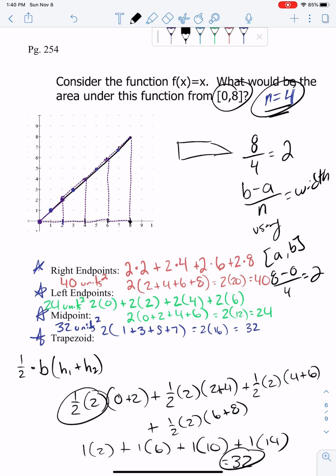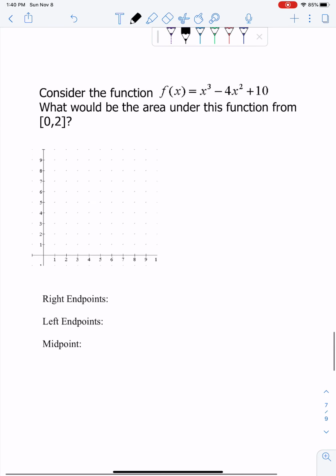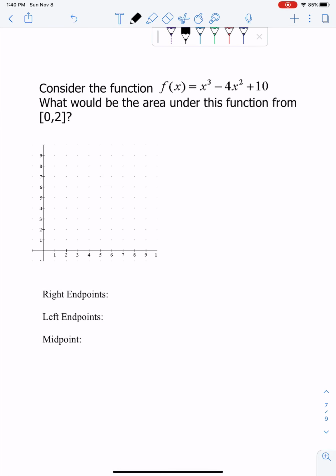So the midpoint and the trapezoid actually gave us the same answer. Again, it's a linear function. I would expect to get the same answer. It's linear. So let's try one that is not linear. And we're probably not going to do all of the Riemann sums, but we'll pick a couple of them.